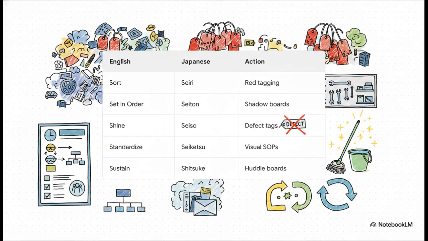Think shadow boards. Seiso is shine, which is way more than just sweeping. It's actively catching issues with defect tags. Seiketsu is standardize, driven by visual SOPs. And finally, Shitsuke is sustain, kept alive by tools like daily huddle boards.